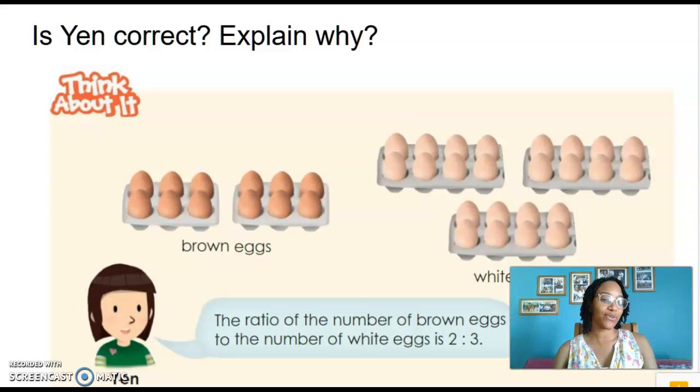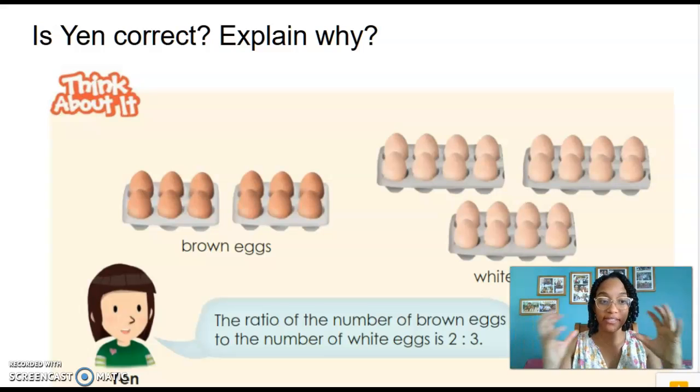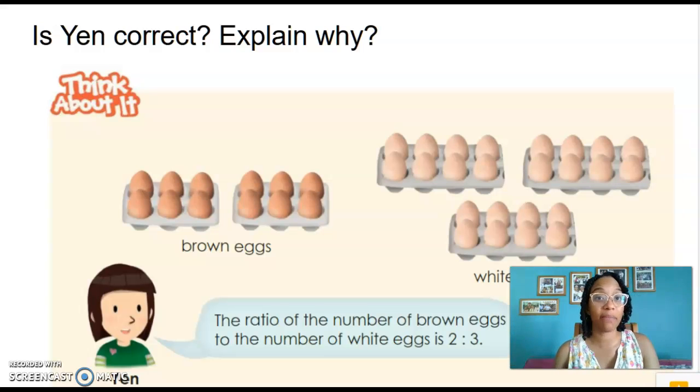Well, if this is true, then the ratio will work out even when we simplify, starting with the biggest numbers to make the simplest ratio, just like we did in the jam and peanut butter problem. So let's try that. Let's check Yen's work and see if the ratio of brown eggs to white eggs really is 2:3. Remember that a ratio of 2:3 means that for every 2 brown eggs, there are 3 white eggs.